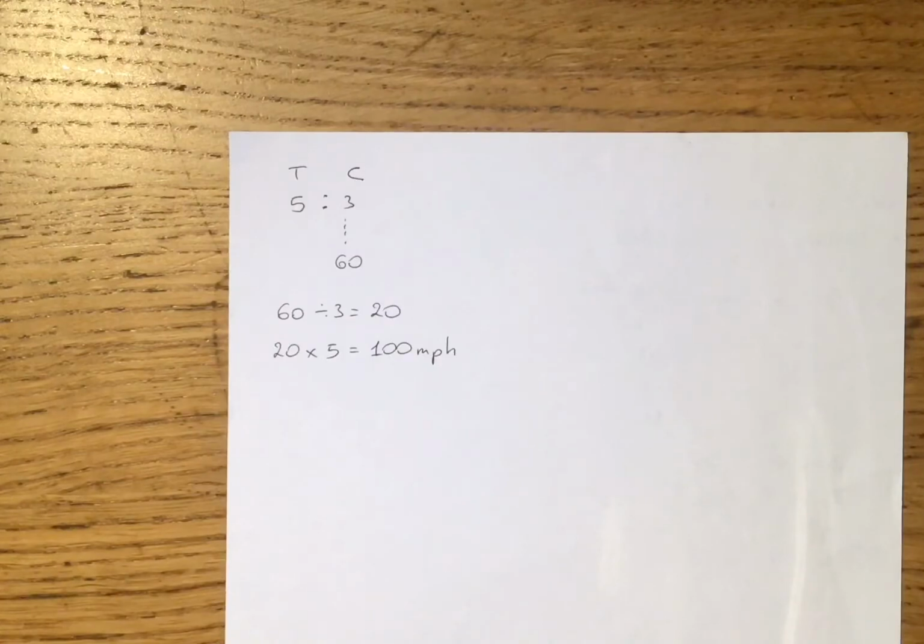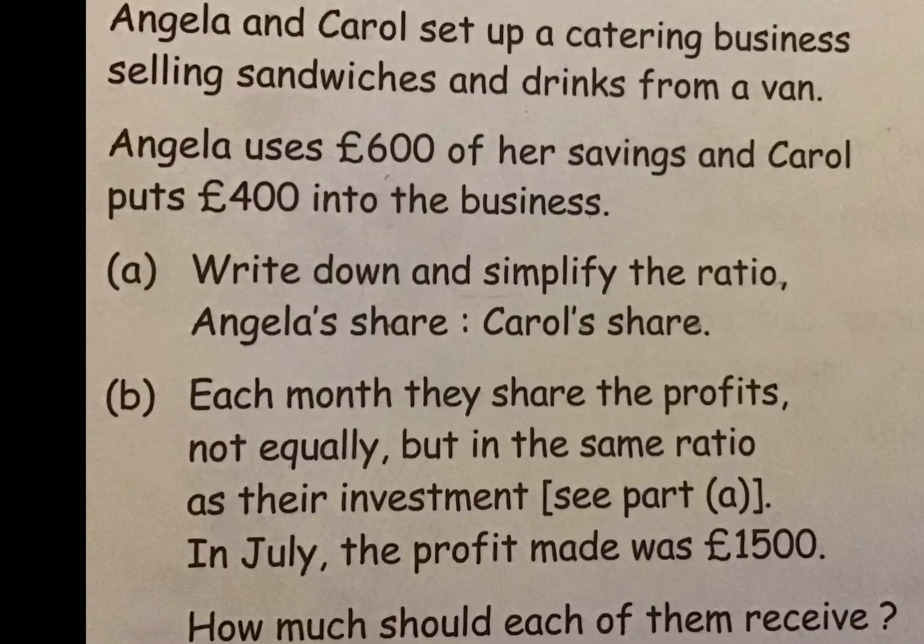Moving on to sharing, this is the first example on sharing. Angela and Carol set up a catering business selling sandwiches and drinks from a van. Angela uses £600 of her savings and Carol puts 400 into the business. Part A: write down and simplify the ratio, Angela's share to Carol's share. Part B: each month they share the profits not equally, but in the same ratio as their investment. In July, the profit made was £1,500.